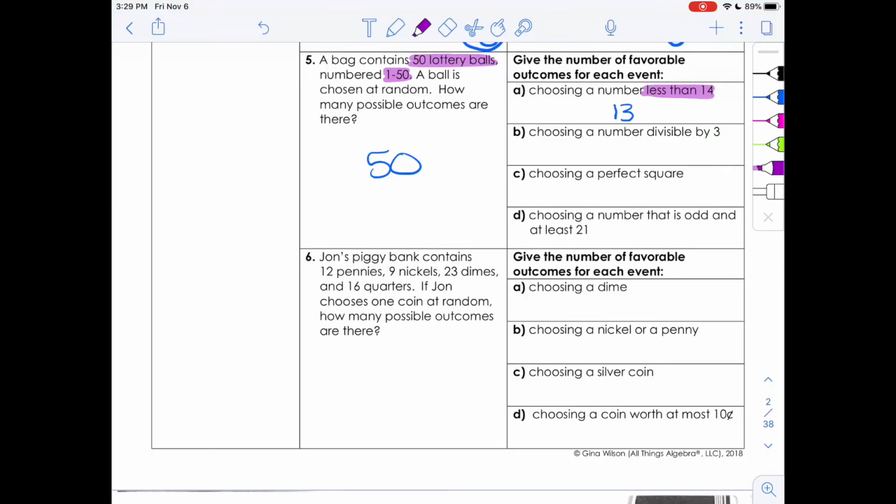Then choosing a number divisible by 3. So we want to think of all of the numbers from 1 to 50, and then how many are divisible by 3. So it's probably a good idea to list all of our numbers from 1 to 50 so that we can then visualize which ones are divisible by 3.